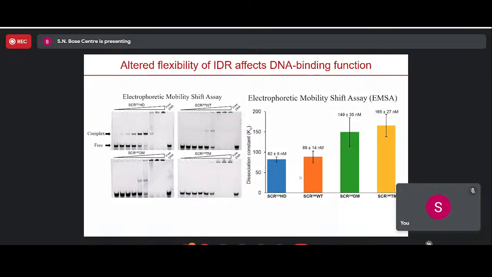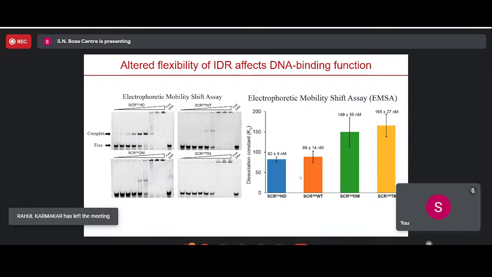Snigdha went ahead and made these mutants and did the DNA binding. This is something that we use. We call it electrophoretic mobility shift assay. Here the DNA is labeled with a fluorescent dye. We add the protein and run it on a native PAGE. You can see the free DNA here, and when the DNA binds to the protein, the protein-DNA complex shows up here. We typically quantify the free band, and from that we get the KD.